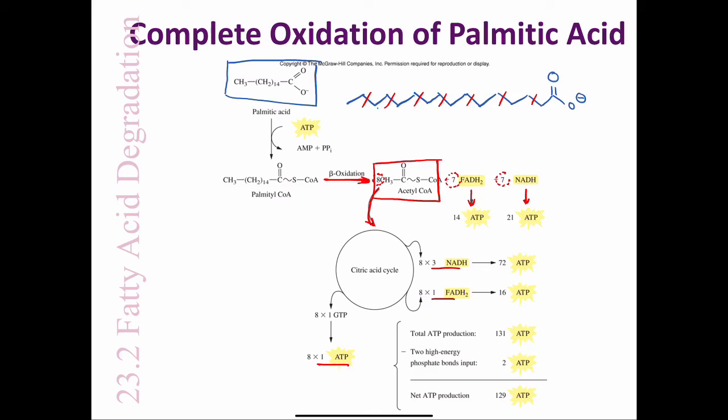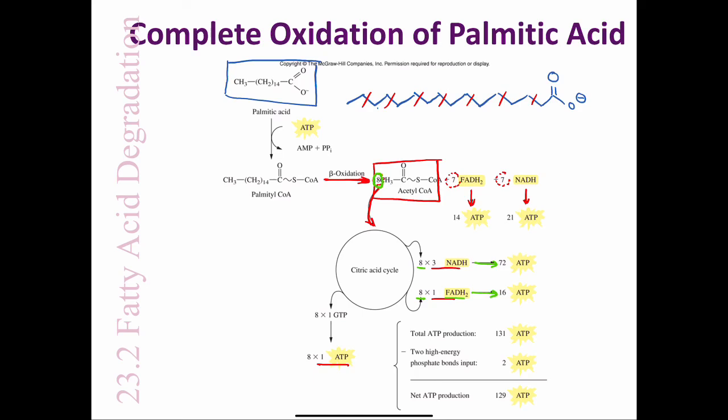But again, we have 8 acetyl coenzyme A molecules. And thus, in the 8 turns of the citric acid cycle, we produce 8 times 3 NADHs. 8 times 3 is 24, but each one of those NADHs has a value of 3 ATPs. So 24 times 3 gives you 72 ATPs. Again, we do 8 turns and we produce 1 FADH2 each time. So 8 times 1 gives me 8, but each FADH2 is worth 2 ATPs. Therefore, 8 times 2 gives me a total of 16 ATPs.